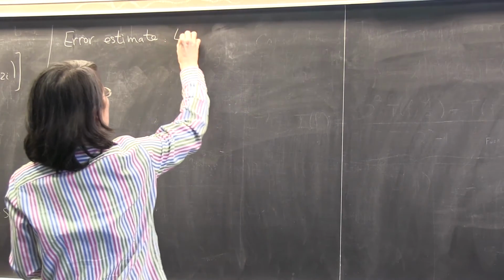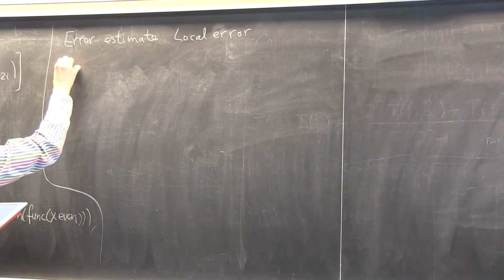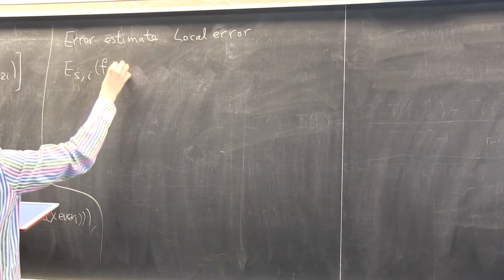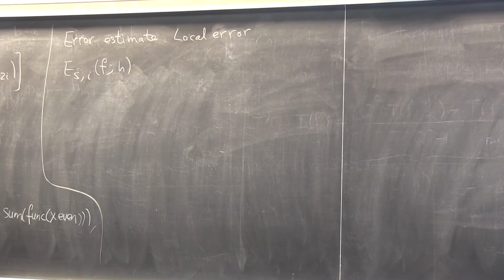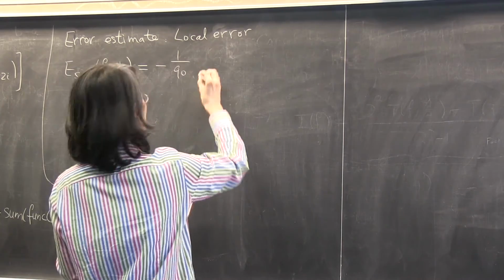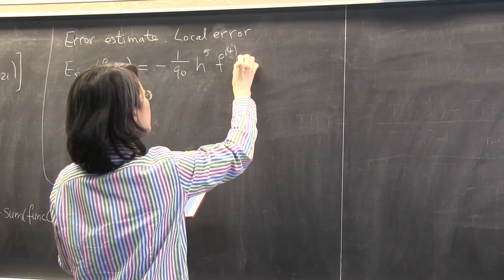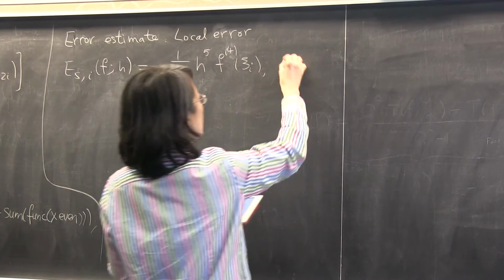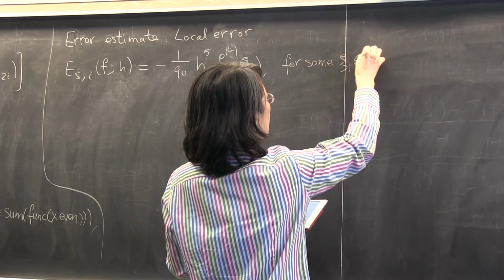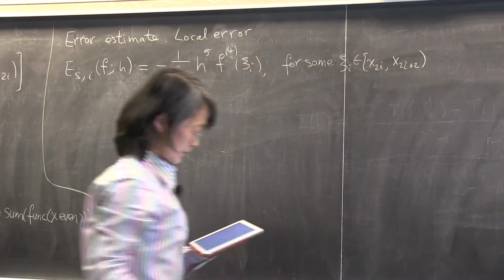So let's take a look at the local error. That means the error on one subinterval, and let's denote it by E for Simpson's rule on interval number i with the function f with the length h. Okay, that's our standard notation. So one can show that it equals the following, for some psi_i on the interval from x_i to x_{i+1}, somewhere there.